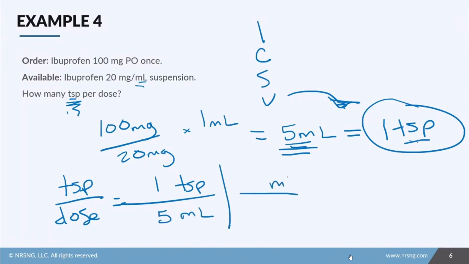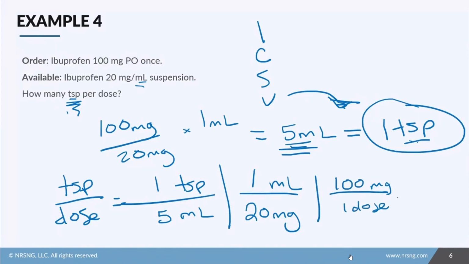Now transfer our milliliters over. What do we know about milliliters? 1 milliliter is 20 milligrams. Okay. Transfer units over. What do we know about milligrams? We want 100 milligrams in 1 dose. Multiply across the top, 1 times 1 times 100. Divide across the bottom, divided by 5, divided by 20, divided by 1, which gets us 1 teaspoon per dose.